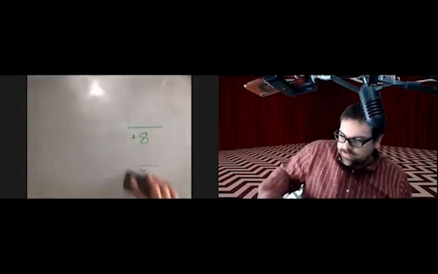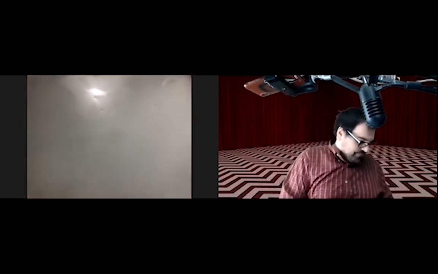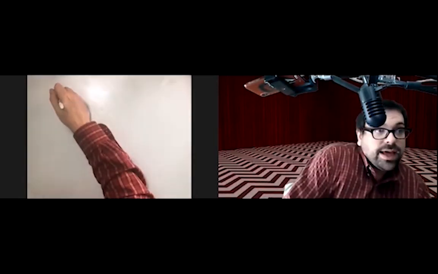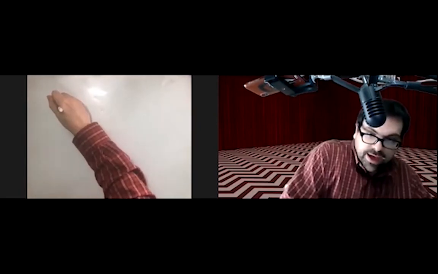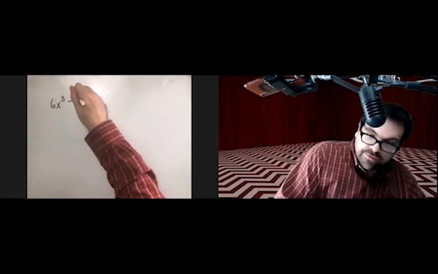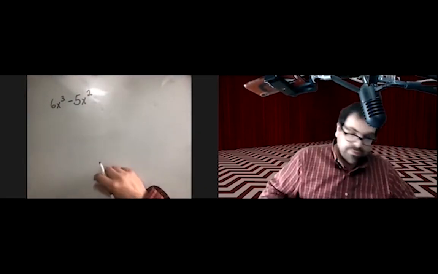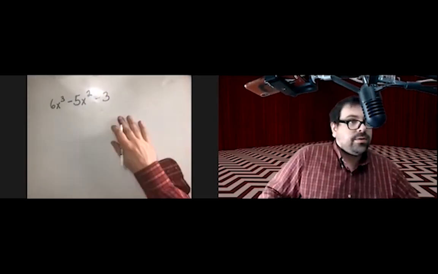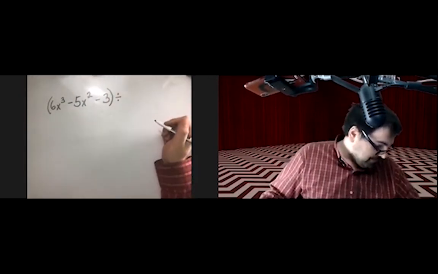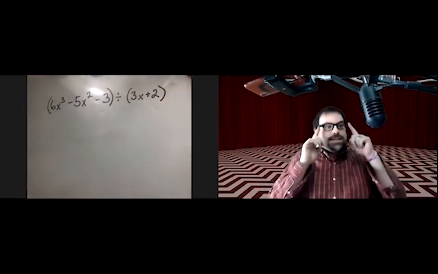Let's do some more work. We got to learn this process. Let's take a look at 6x cubed minus 5x squared minus 3, that divided by 3x plus 2. So now a word of warning when we set these up.